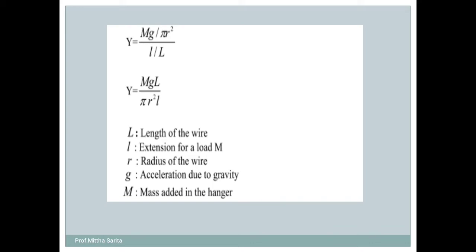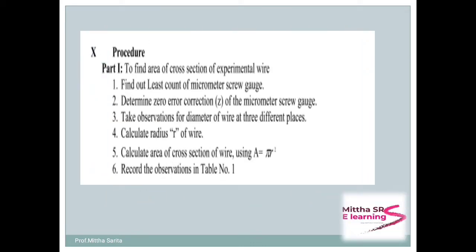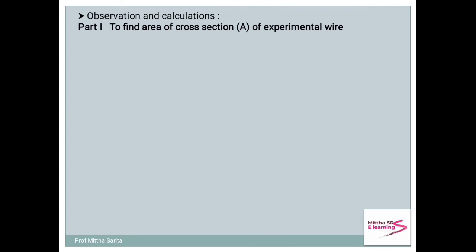Capital L is the length of the wire. Small l is the extension for a load m. R is the radius of the wire, and g is the acceleration due to gravity, while capital M is the mass added in the hanger. So the procedure, part 1, is to find the area of cross section of the experimental wire.